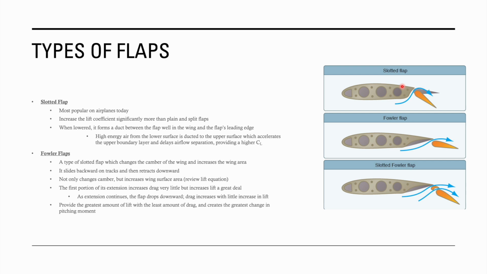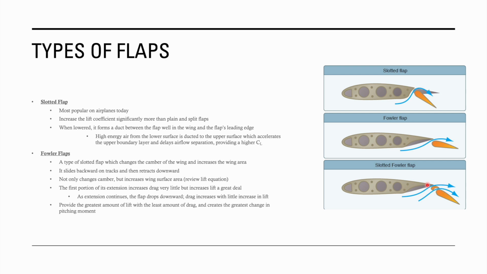Now a Fowler flap also has a slot where this blue arrow is going through, but it also extends rearward. So now you're introducing the slot portion, and you're also increasing the total surface area of the wing. Since you guys have memorized the formula for lift, it's dependent on the area of the wing, so the area and the shape of the wing. So if we increase our wing area, we're also increasing our lift.